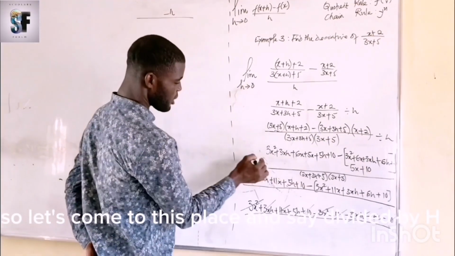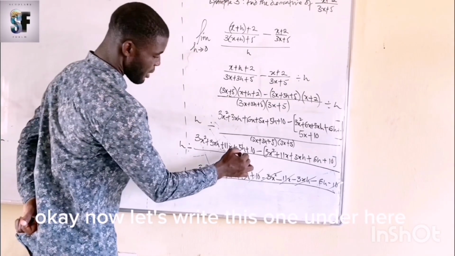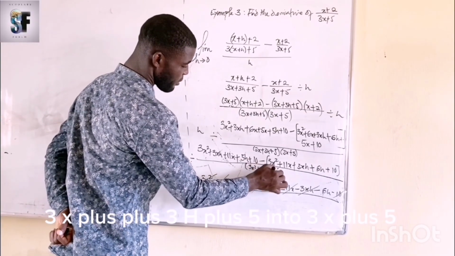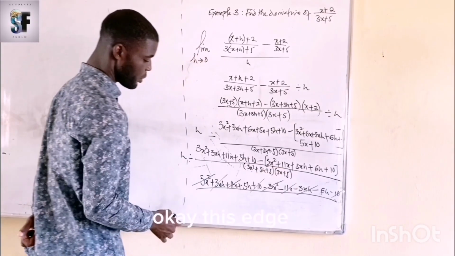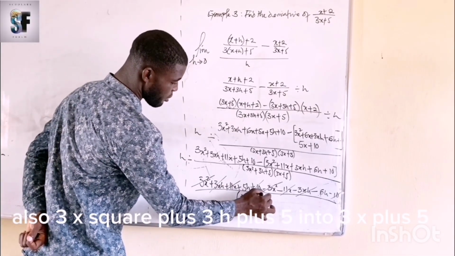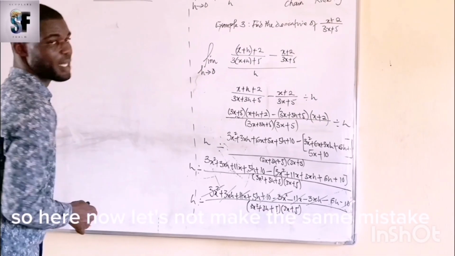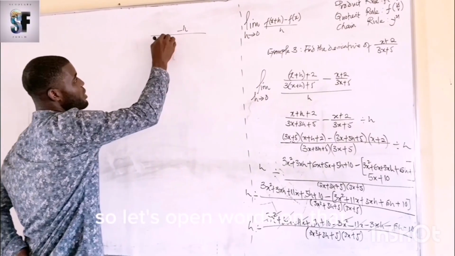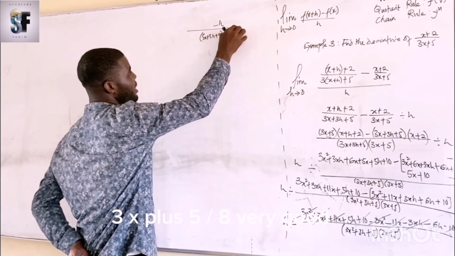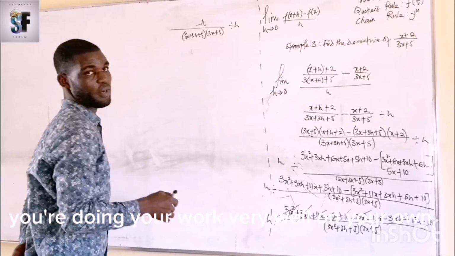So let's come to this place and say divided by h. Alright, here also divided by h. Okay, now let's write this one under here. 3x squared plus 3h plus 5 into 3x plus 5. Okay, this h also, 3x squared plus 3h plus 5 into 3x plus 5. Of course, divided by h. So here, let's not make that same mistake. So let's open what's under 3x plus 3h plus 5 into 3x plus 5 divided by h. Very good. I like how smart you are. You're doing your work very well on your end.